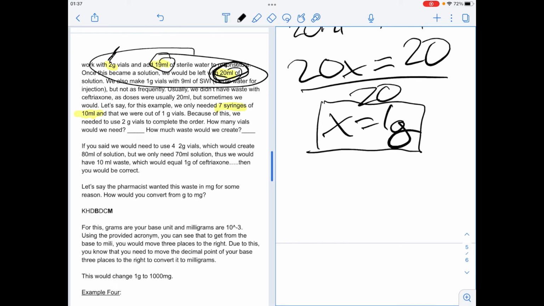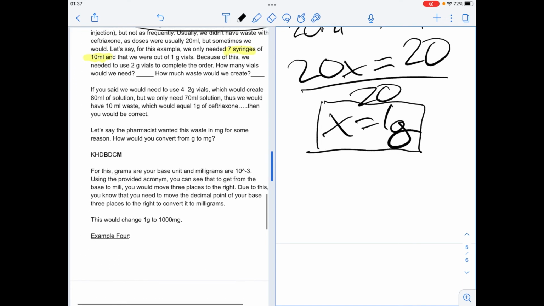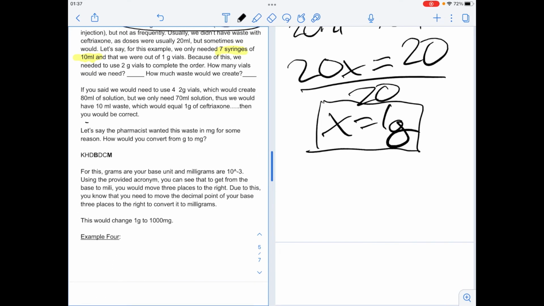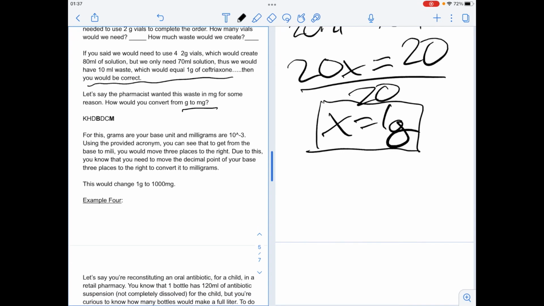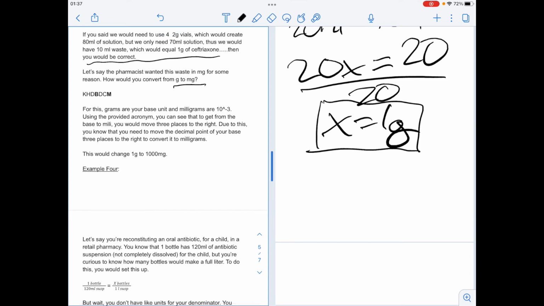Okay, so now the problem is saying, let's just say the pharmacist does not want the waste in grams. Let's say the pharmacist wants the waste in milligrams. What are we going to do? So we're going to go back to our metric conversions.